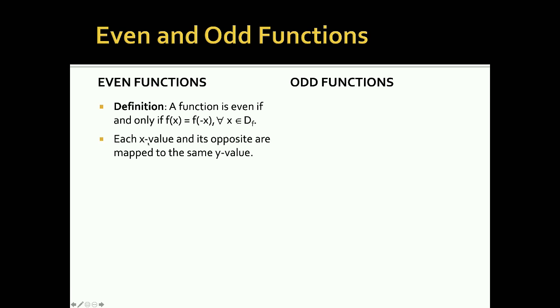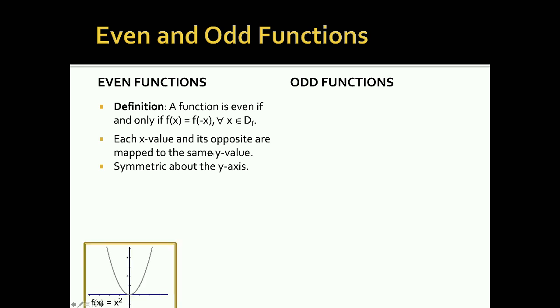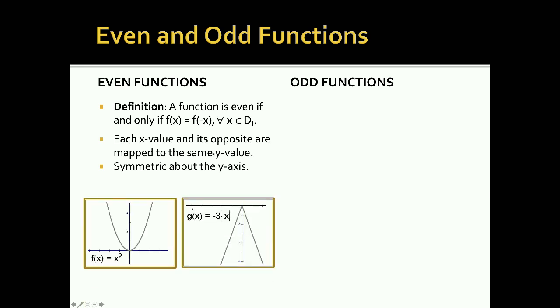Here's another way to say each x value and its opposite are mapped to the same y value. It's symmetric about the y-axis, which we talked about last chapter. So here are a couple examples of some even functions. Notice when x was 2, y was 4, and we want to look at the opposite of 2, which is negative 2, the y value was still 4. So that's how that works.